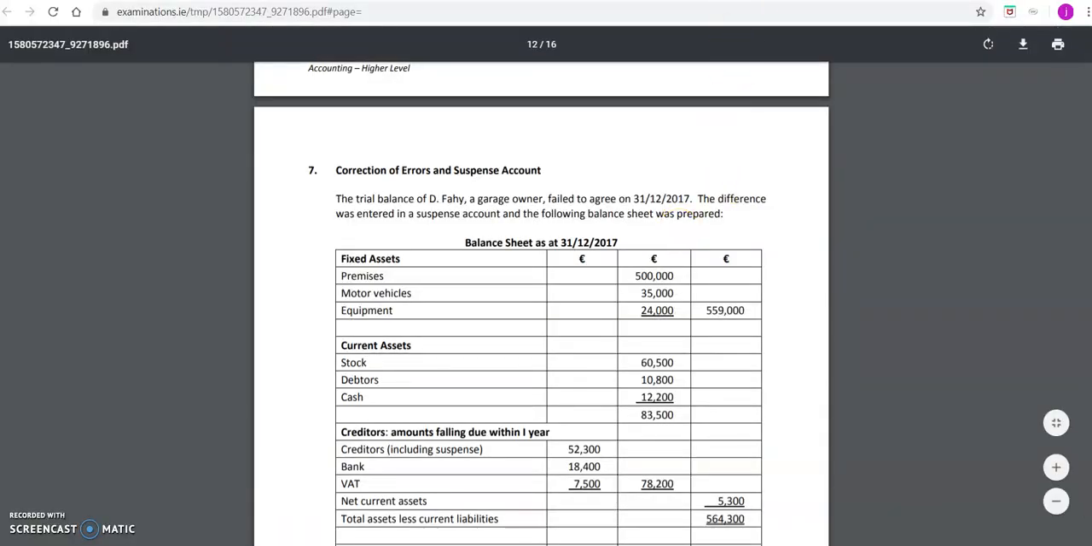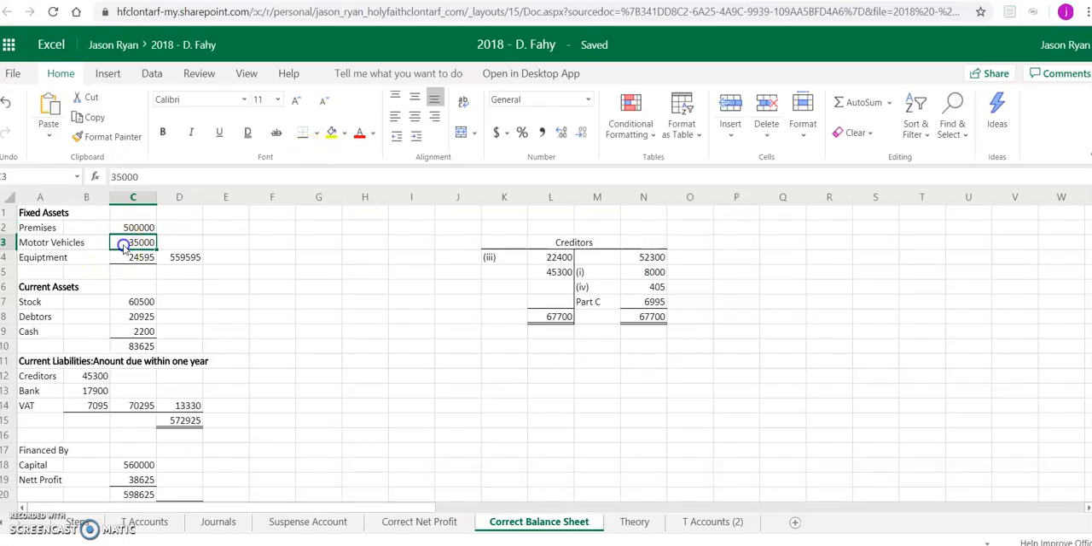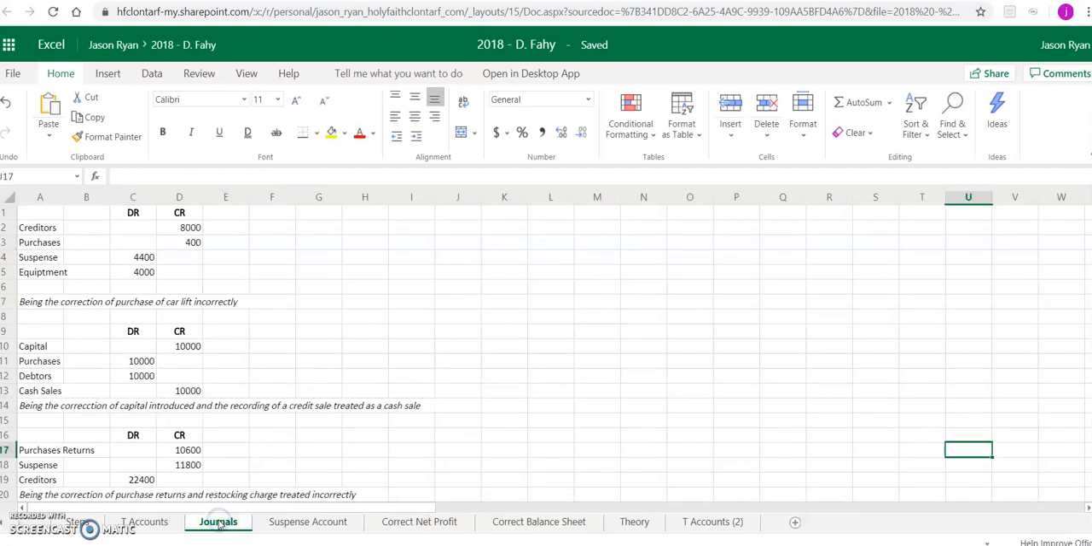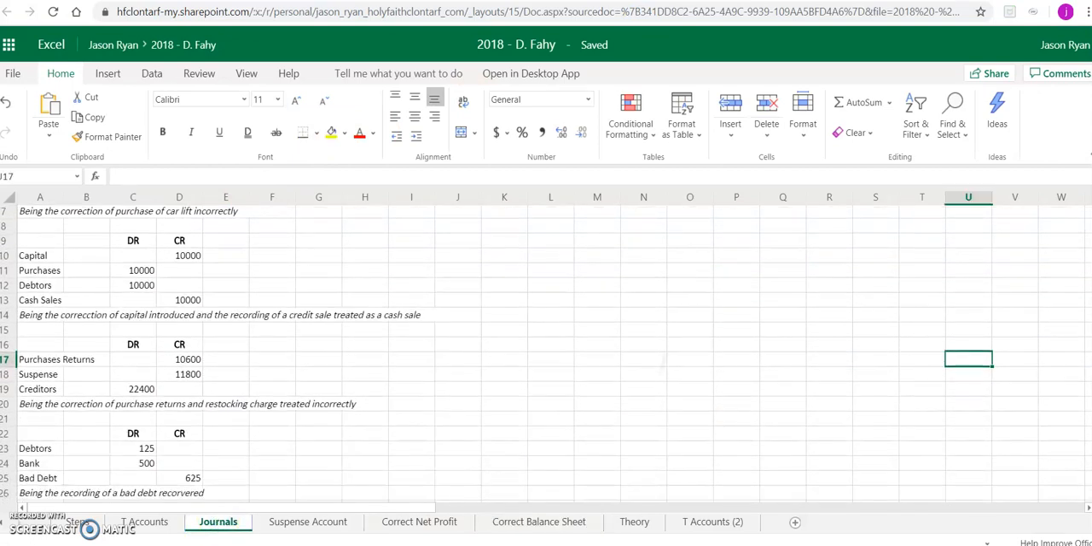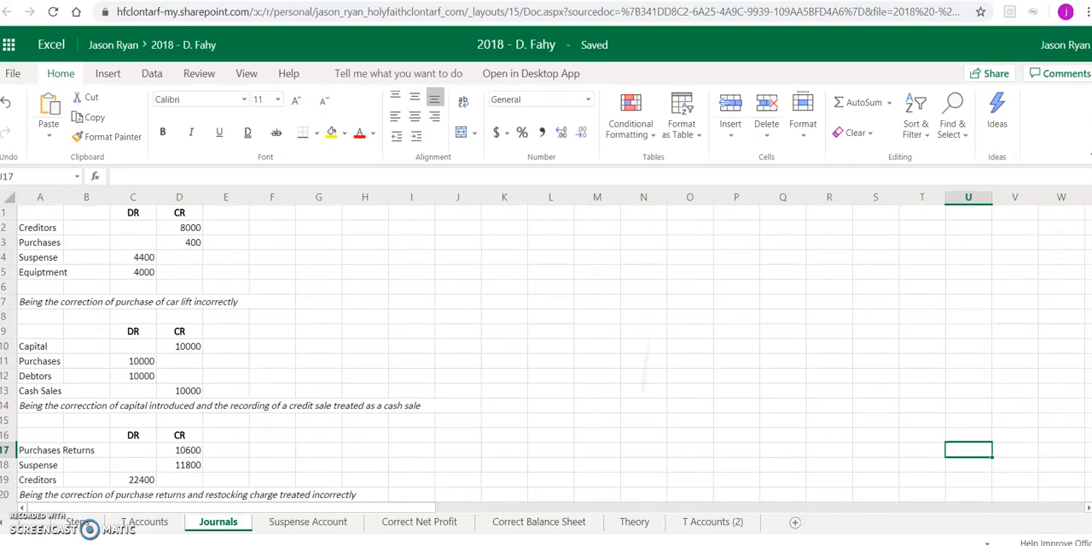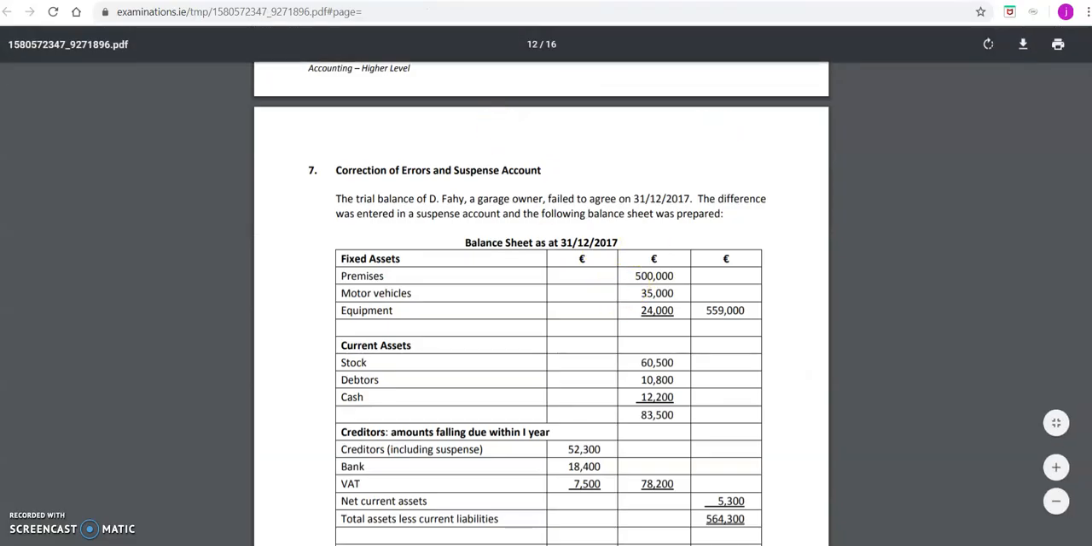Next item then, motor vehicles. So motor vehicles, 35,000. Once again, have a look through your journal entries. Don't think there's any motor vehicles up. Don't think we bought any. So it's going to stay the same. Equipment then.